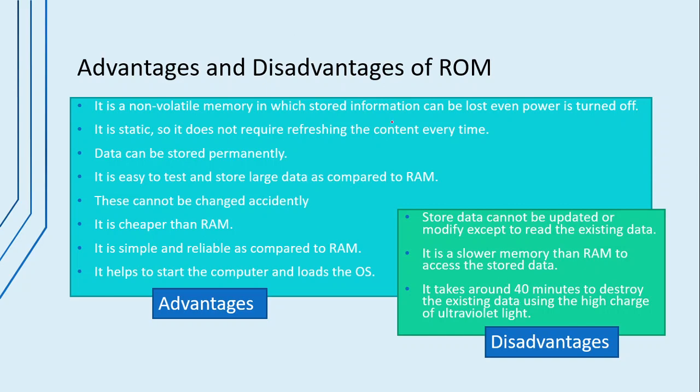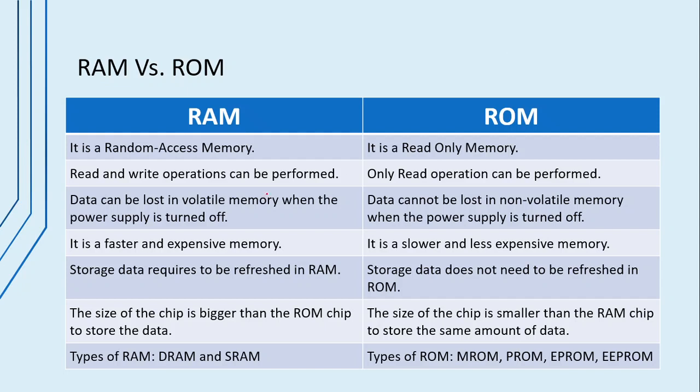Okay, so this is the ROM. Now the difference between RAM and ROM. First, RAM is random access memory, and ROM is read-only memory. In ROM, you can perform just read operations.